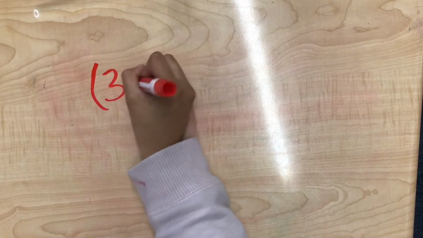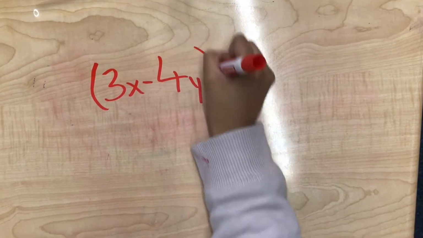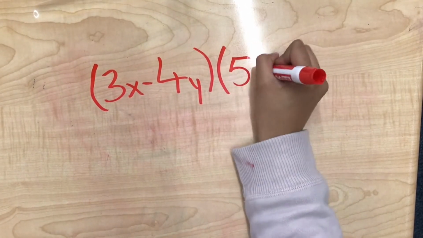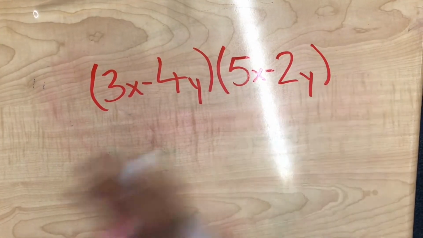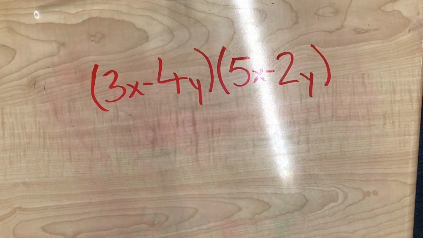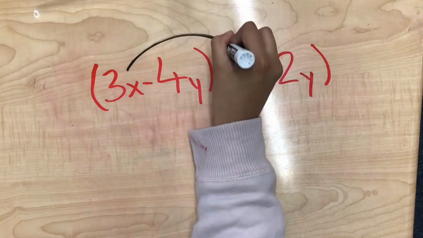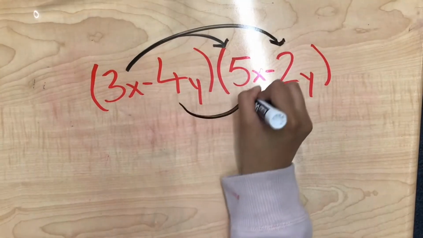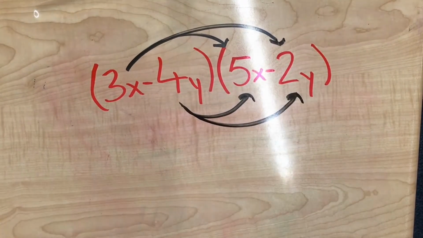The problem we will be multiplying is 3x minus 4y times 5x minus 2y. So we will do the same step using the rainbow method, distribute each term. So 3x times 5x, 3x times negative 2y, negative 4y times 5x, and negative 4y times negative 2y.